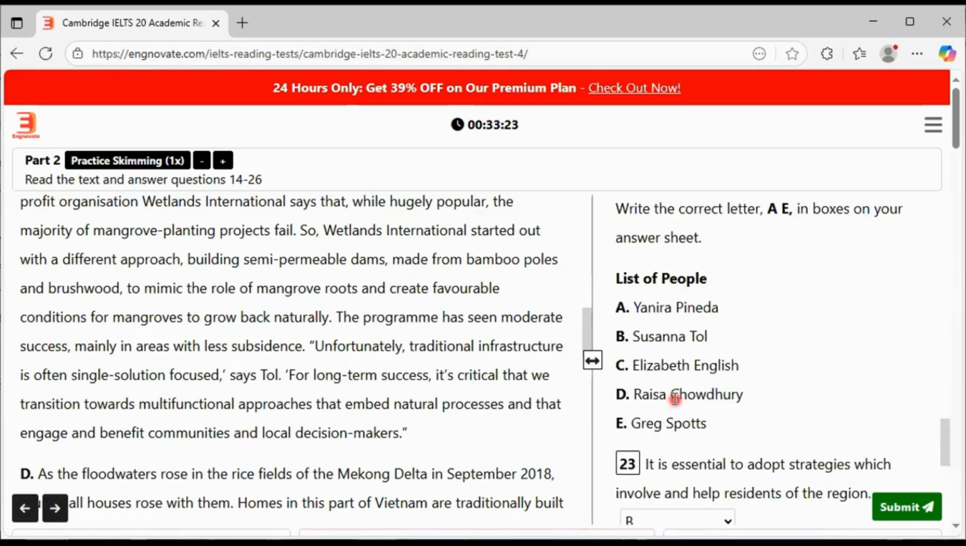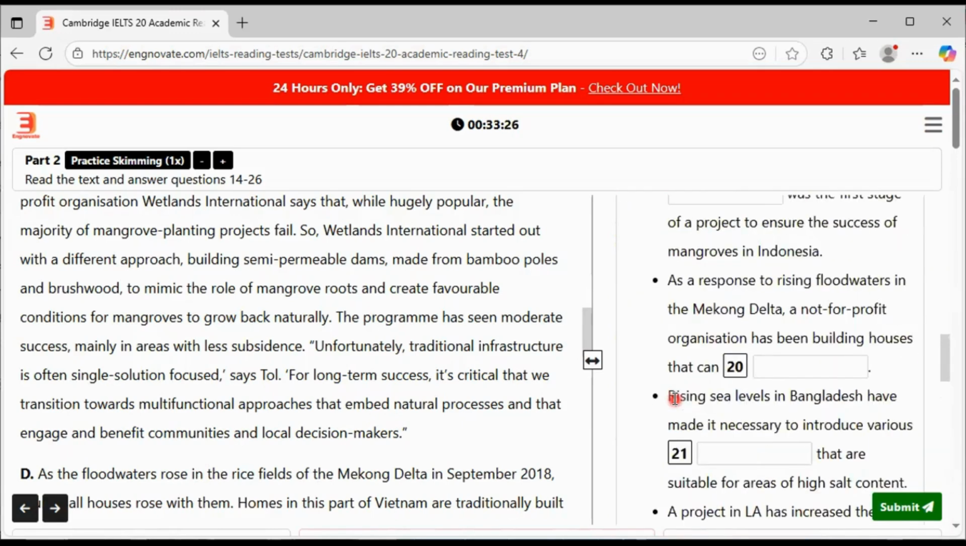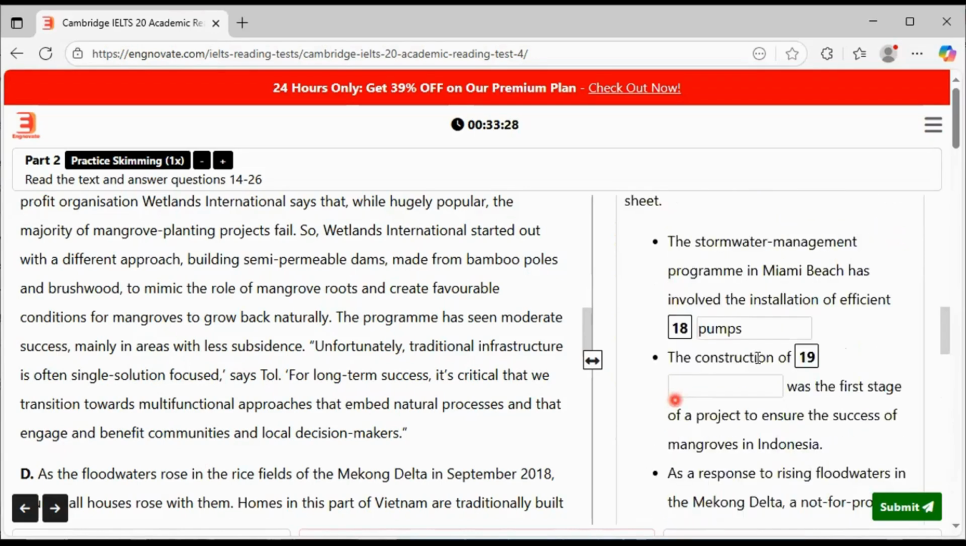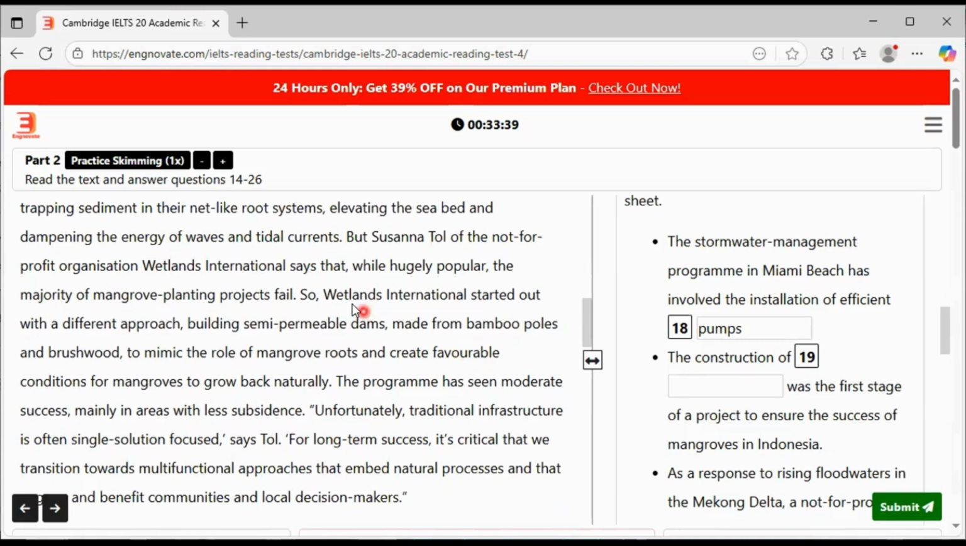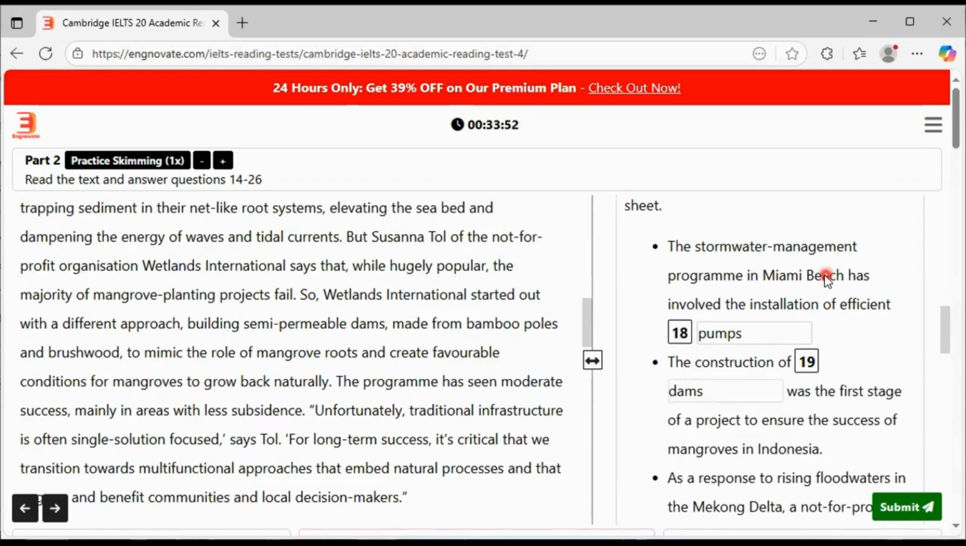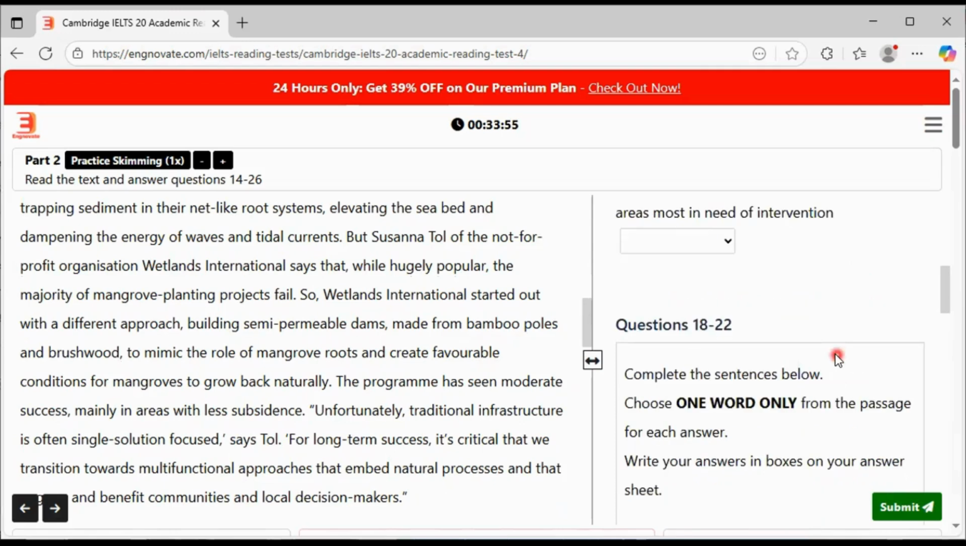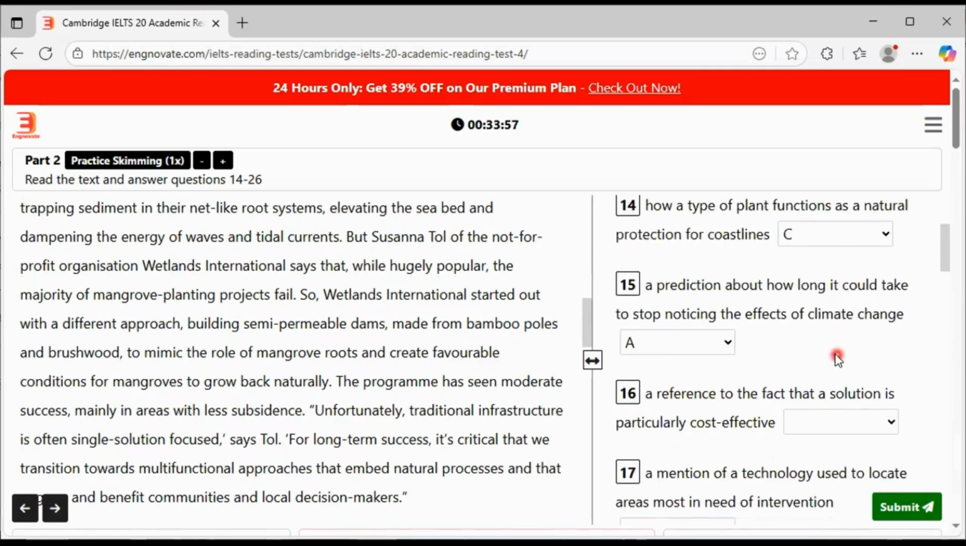Can you see? So let me see the gap filling. Which one can I solve from the gap filling? Number 19: the construction of dash was the first stage of a project to ensure the success of mangroves. I saw it here. The construction of building semi-permeable dams. Number 19 is going to be dams, D-A-M-S. You can't write semi-permeable because the instruction says one word only. So the next one, the matching information, let me see.